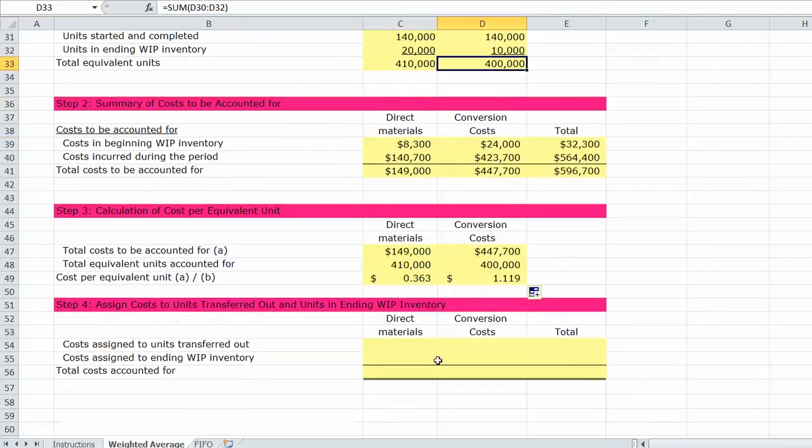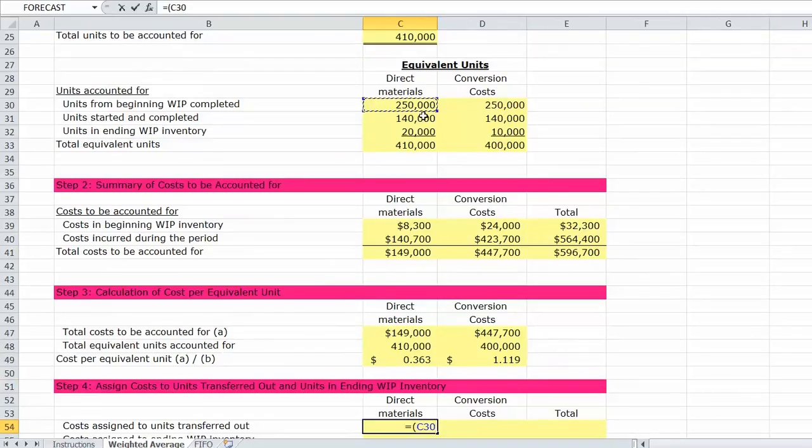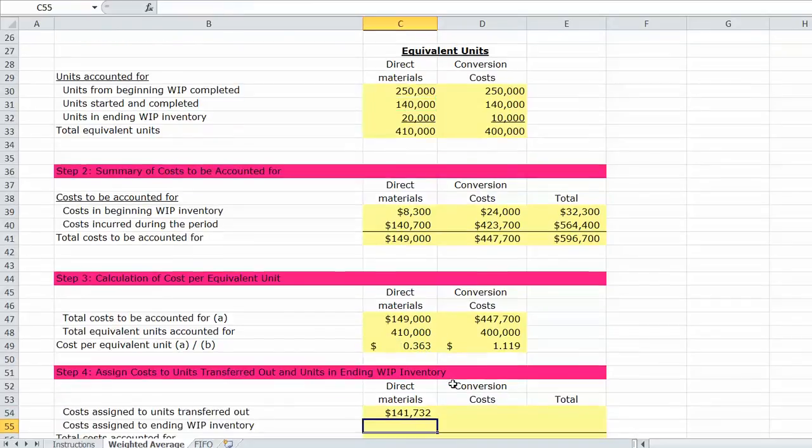Step 4, we need to assign cost either to the units that were transferred out or to ending work in process. Units transferred out, that is the 250 that were in beginning work in process, plus the additional 140 we started and completed, and then that will get multiplied by 0.363 for our cost per equivalent unit for direct materials.